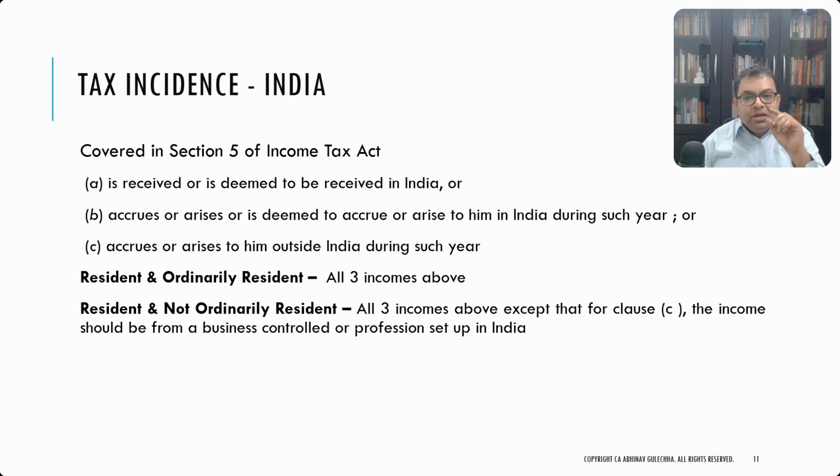However, for the third income, which is the income that accrues outside India, for example, a person is an Indian R-NOR, and he has a business in US, right? Now the income from that business will not be taxable to him in India. Only the income from business or profession will be taxable to him in India if the business or profession is set up in India, right? Only to that extent. So if you see the R-NOR, basically the liability is reduced. So the Indian tax liability with respect to incomes outside India is only restricted to a business or profession set up in India.